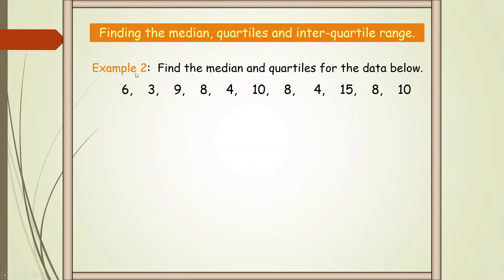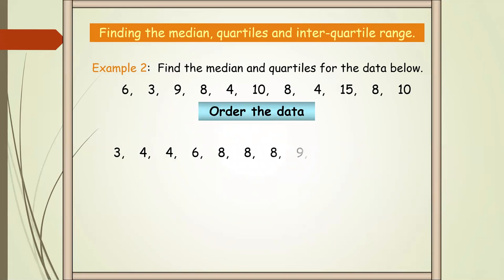What's the first thing you should do? Yep, you should just order the data. So I'm going to do that like so. All right, so you're going to find Q2 first. Always.